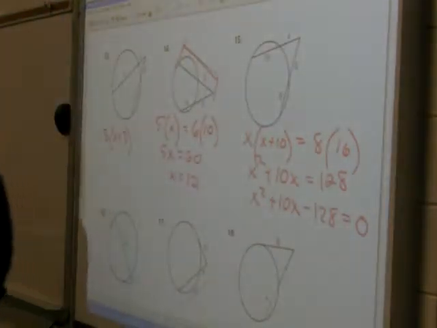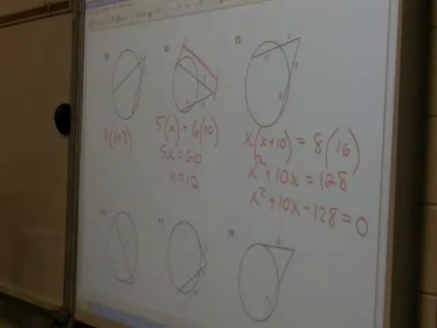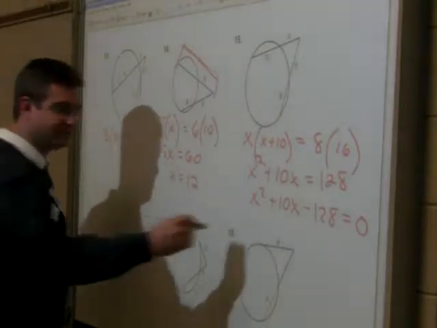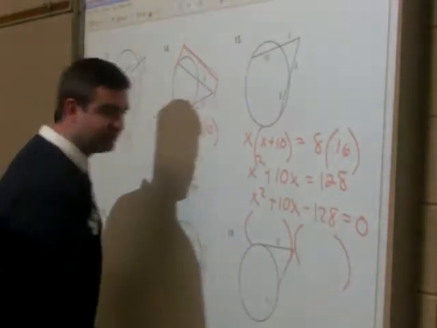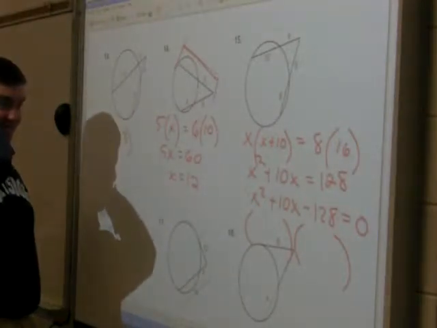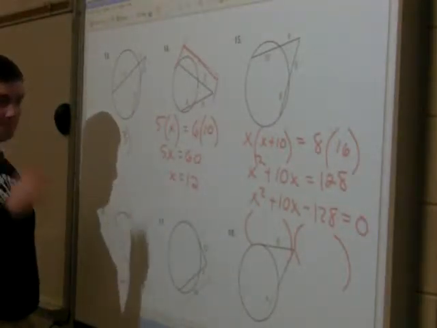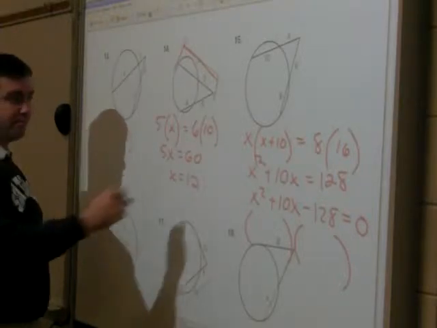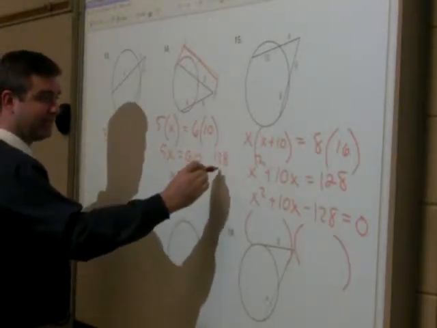Why did I set it equal to 0? Because I have the 10x, I can't just square root both sides. I've got to factor it and solve it and go from there. What are the factors of 128 that have a difference of 10? Break down 128. What is 128?